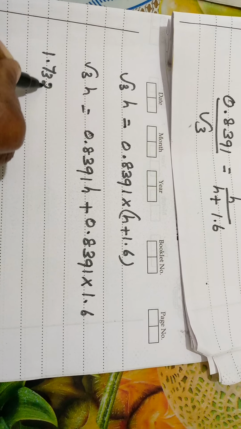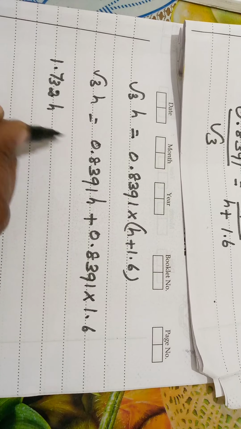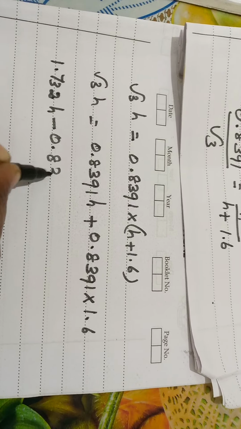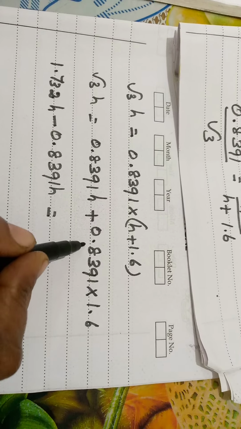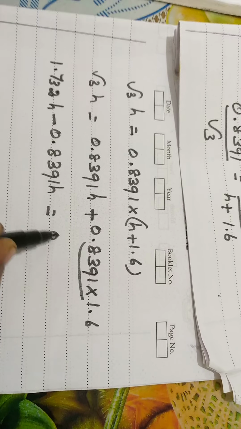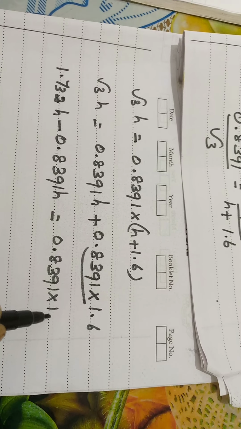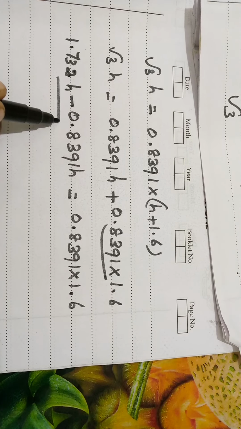1.732 is given. Okay. This height term, bring here, so it will become a minus term. Minus 0.8391 height is equal to this both the term, 0.8391 into 1.6.